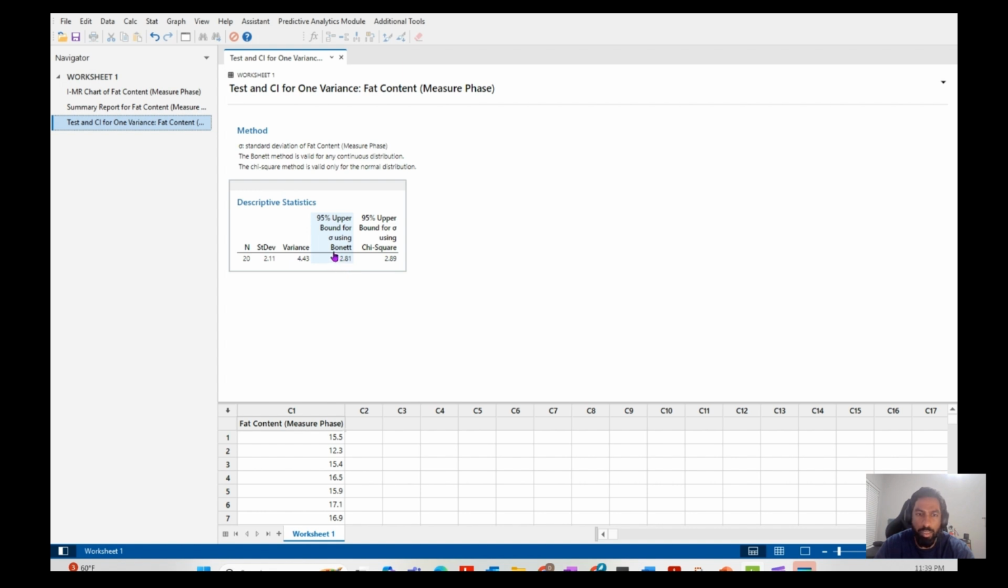This p-value is as per the Bonett test, and this p-value here is as per the chi-square test. Either way, it tells you that your standard deviation is not less than 1. In fact, the standard deviation upper bound can be as high as 2.8. So that kind of tells you that there is strong evidence that the standard deviation is not less than 1.